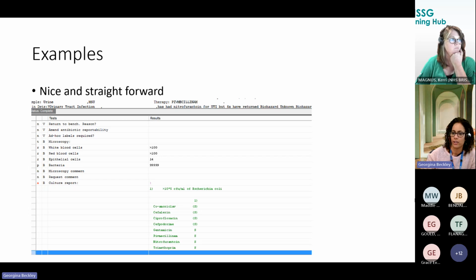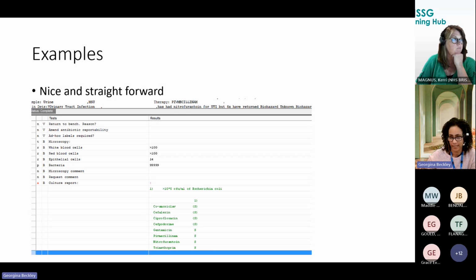So you can see we've given you white blood cell count, red blood cell count, the count of the epithelial cells and the amount of bacteria, which in this urine isolate is very, very high. We've grown 10 to the 5 of E. coli, pure growth. Everything in brackets will be automatically suppressed.